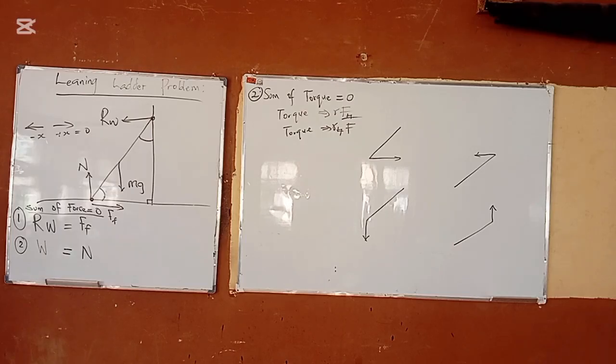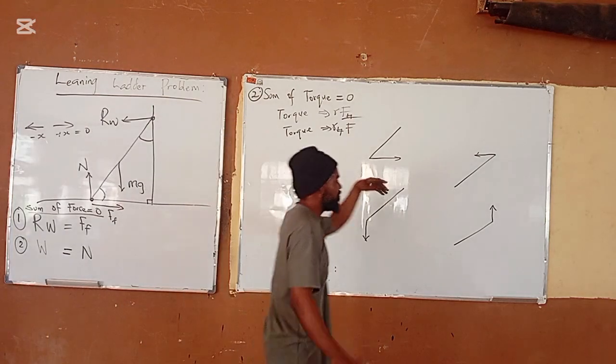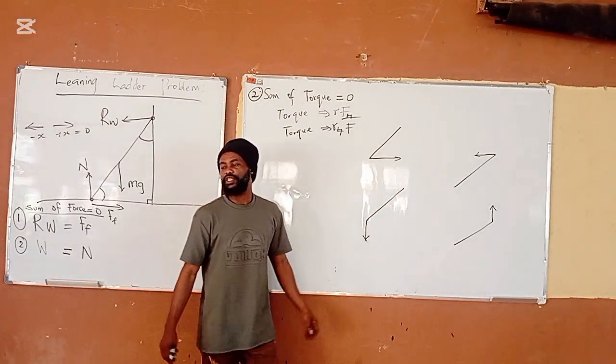Because torque is the product of perpendicular distance and force. Is it not true? Or the product of distance and perpendicular force. That's what I said. It's either you put torque to be the product of perpendicular distance and force, or the product of distance and perpendicular force, whichever way you want to put it. So how do I make these 4 cases to give me 90 degrees?